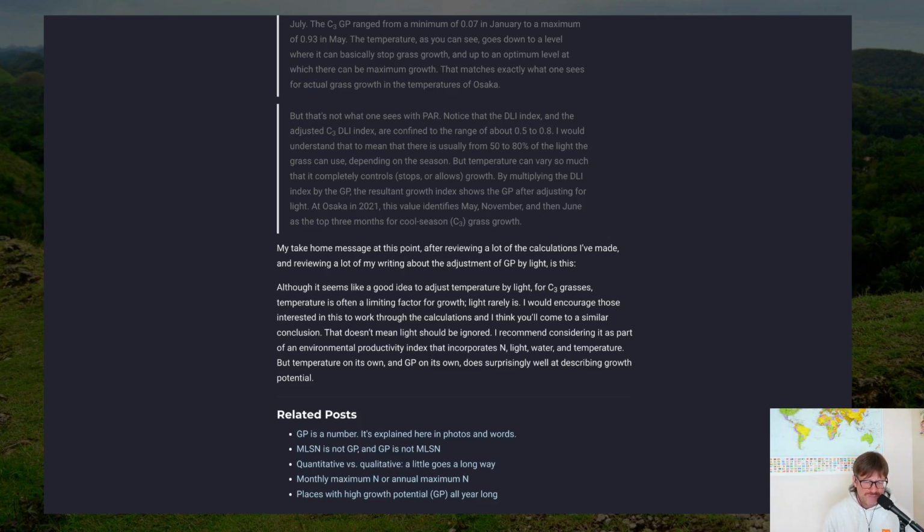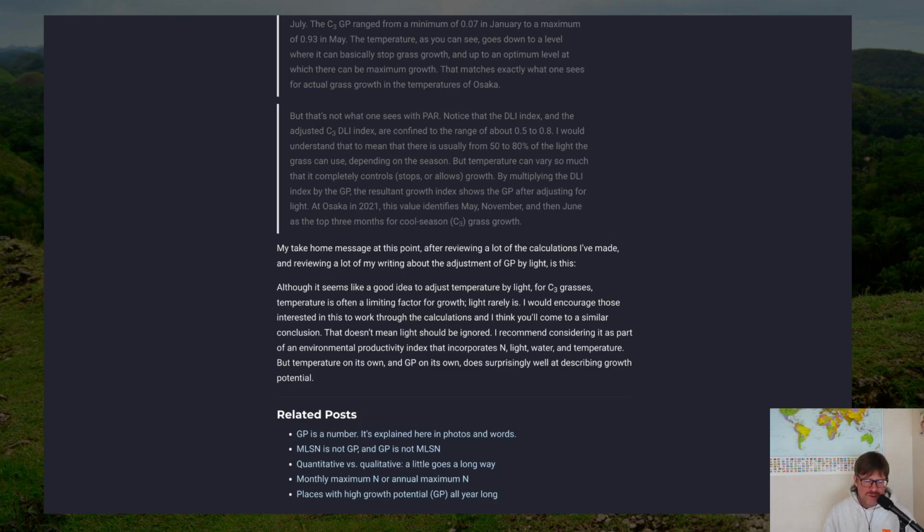But temperature can vary so much that it completely controls it, it stops or allows growth. By multiplying the DLI index by the GP, the resultant growth index shows the GP after adjusting for light. And what I find is you get almost the exact same curve after you adjust that for light. You get the exact same curve as you do when you look only at the temperature-based GP.